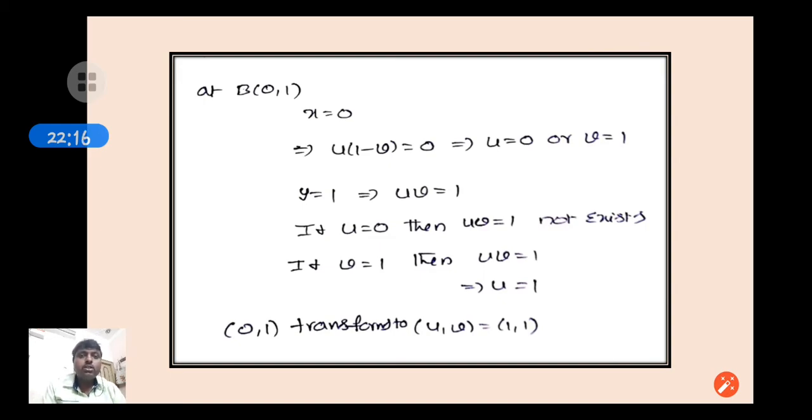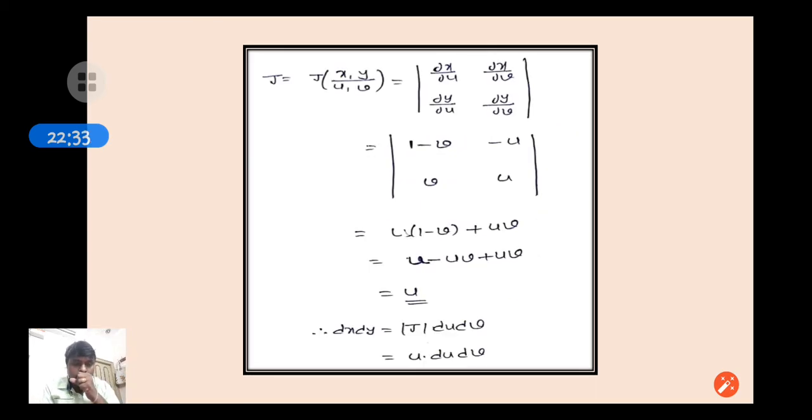Based on these 3 points, (0,0), (1,0) and (0,1), we are getting 4 points here: (0,0), (1,0), (0,1), (1,1). You can observe these 4 points in the next slide. Before going to that, we are calculating the Jacobian of x, y with respect to u, v.